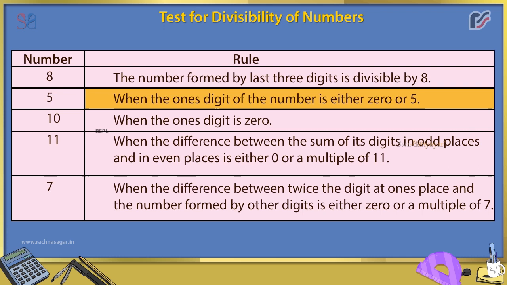5. When the ones digit of the number is either 0 or 5. 10. When the ones digit is 0. 11. When the difference between the sum of its digits in odd places and in even places is either 0 or a multiple of 11. 7. When the difference between twice the digit at the ones place and the number formed by the other digits is either 0 or a multiple of 7.